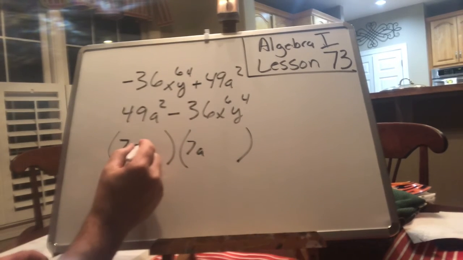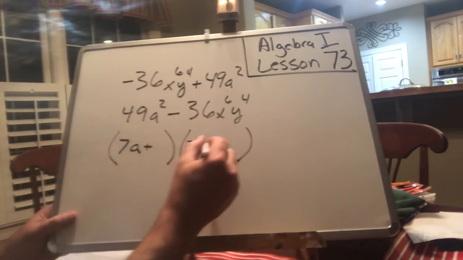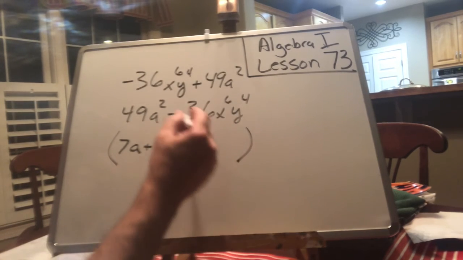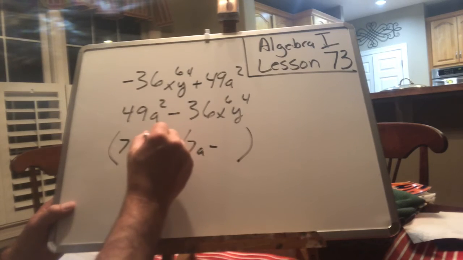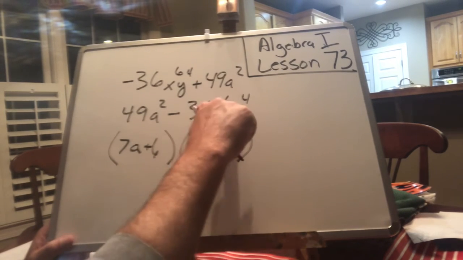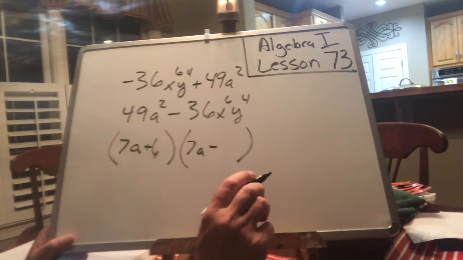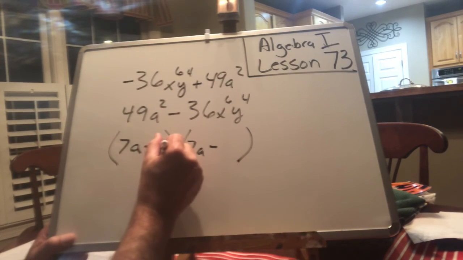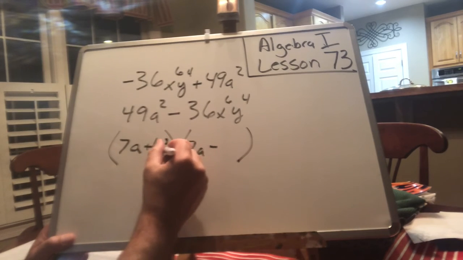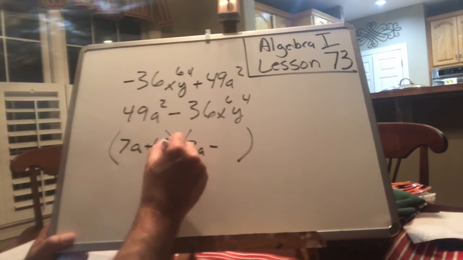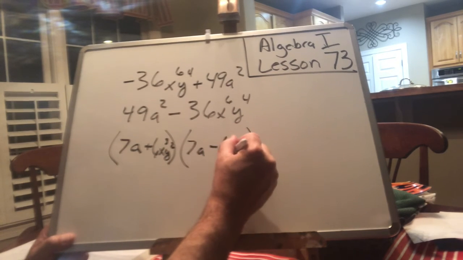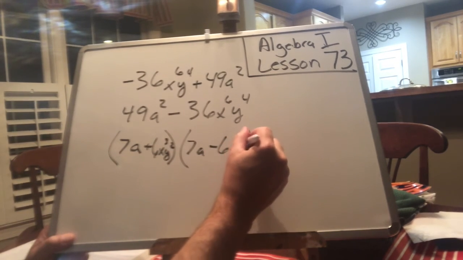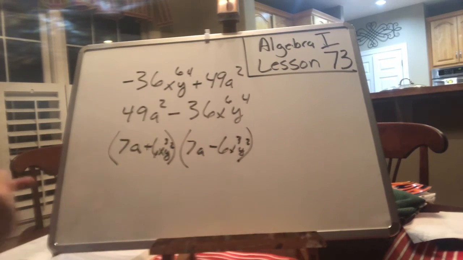One of them is going to be a positive. We'll make the first one positive, the second one negative. So what's the square root of 36? The square root of 36 is 6. What's the square root of x to the 6th power? Sorry, I didn't give myself enough room. Right there is x to the 3. And the square root of y to the 4 is y to the 2. So we have over here 6x to the 3, y to the 2.